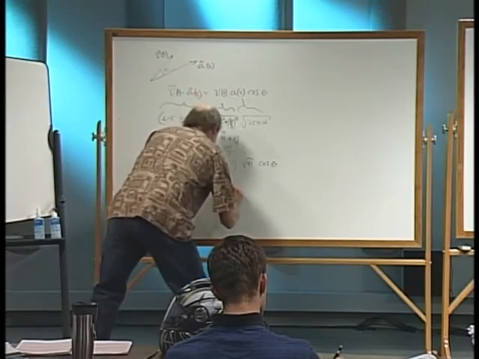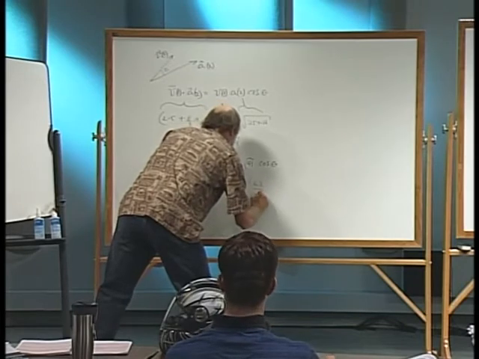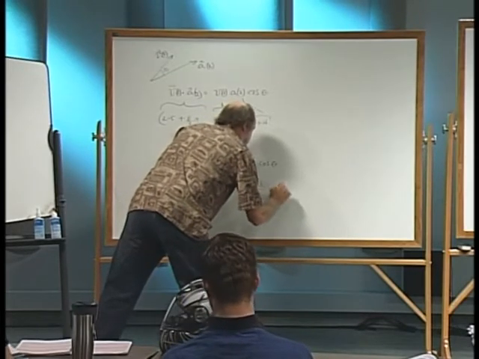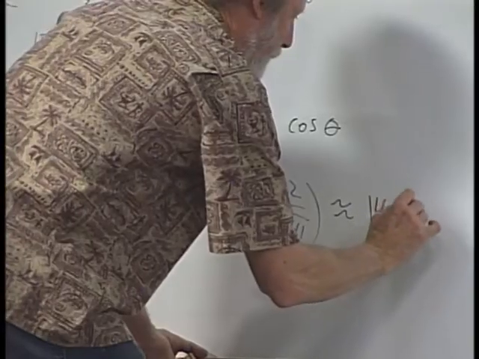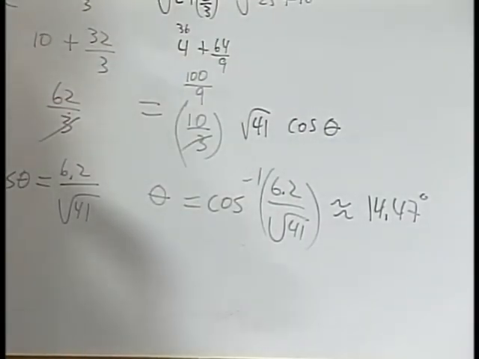Okay? So we want the inverse cosine of 6.2 over rad 41, and that better come out in degree measure. Yep, 14.47 degrees. So we're feeling pretty good about that. Okay. Nice suggestion to hit it with a dot product there.